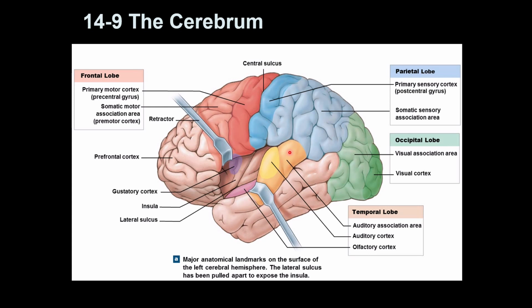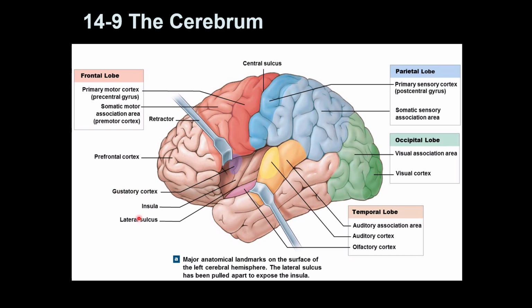Then if you open the lateral sulcus, you can see the insula. Inside the insula you can see the gustatory cortex, and the gustatory cortex is responsible for the sense of taste. And also you have the olfactory cortex, which is more medial, in the medial part of the temporal lobe, and that is for the sense of smell.